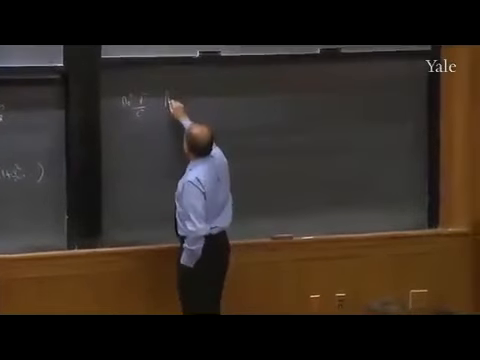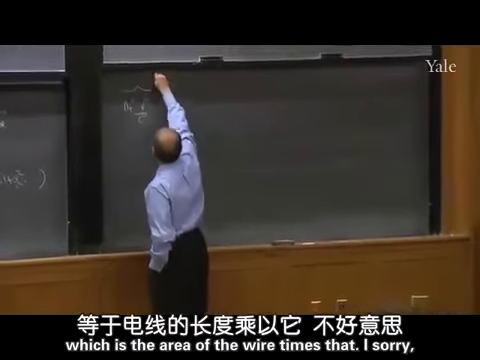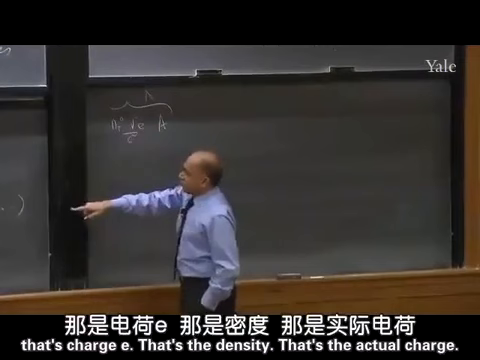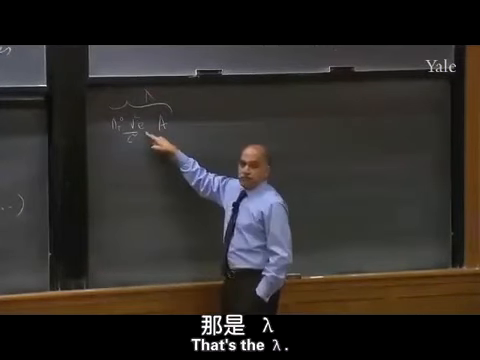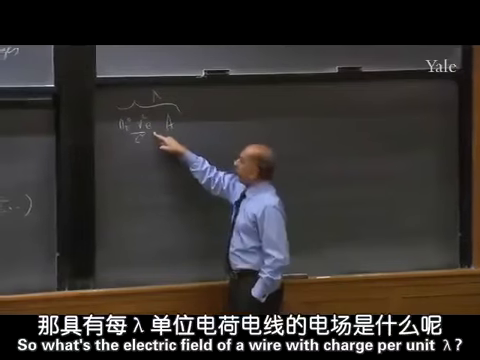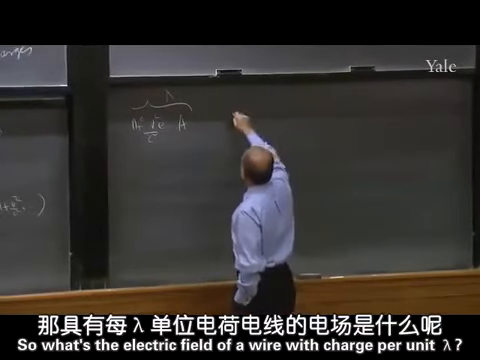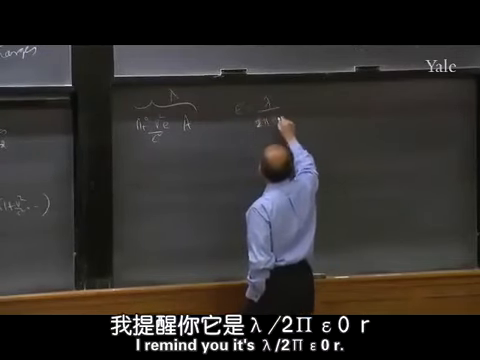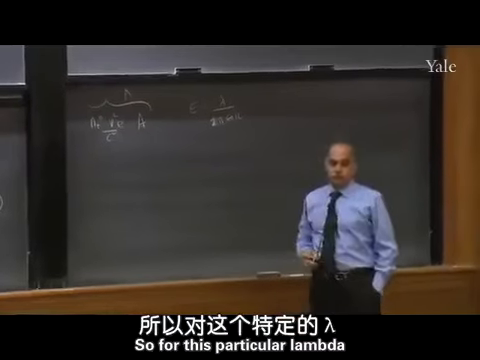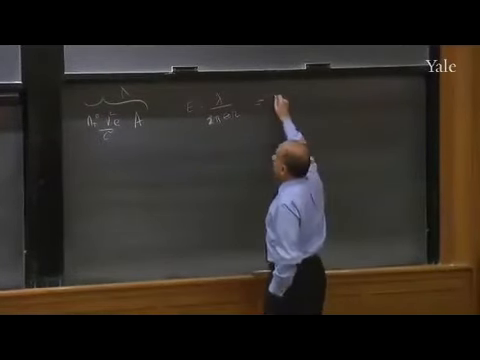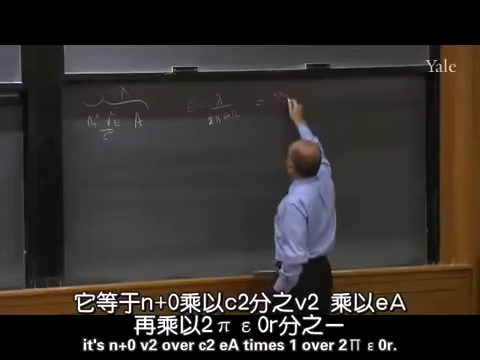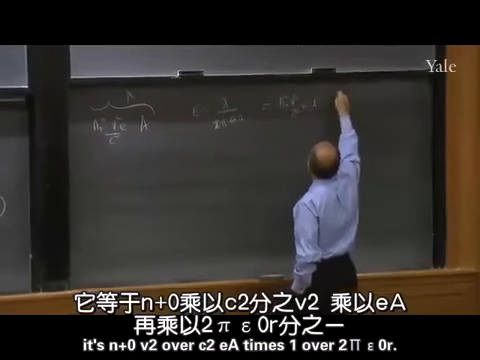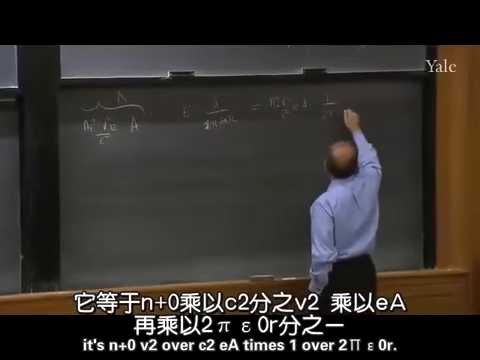You have a charge per unit length, which is the area of the wire times that. I'm sorry, that's a charge e. That's a density, that's the actual charge. That's the lambda. So what's the electric field of a wire with charge per unit length lambda? I remind you, it's lambda over 2 pi epsilon 0 r. So for this particular lambda, you get n plus 0 v squared over c squared e A times 1 over 2 pi epsilon 0 r.